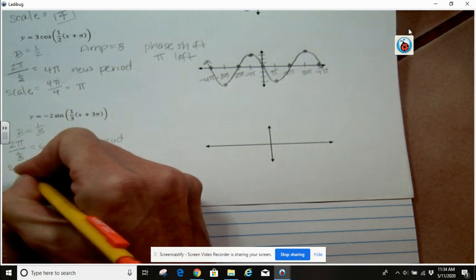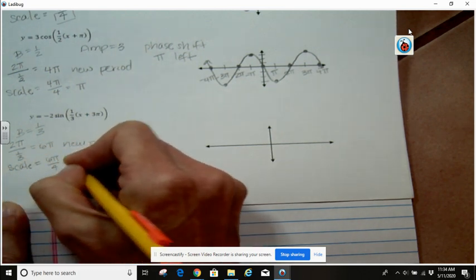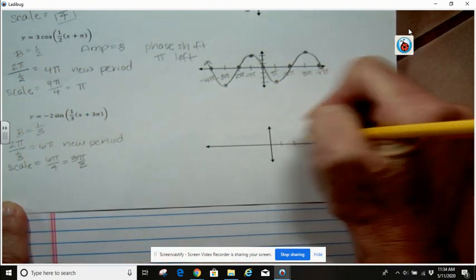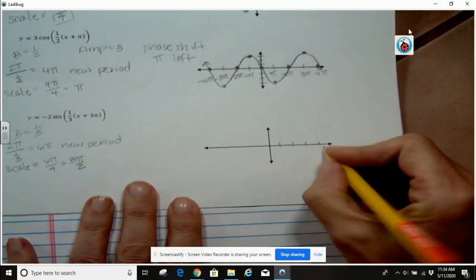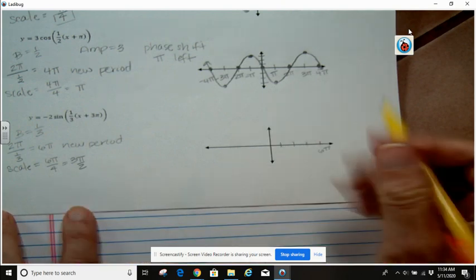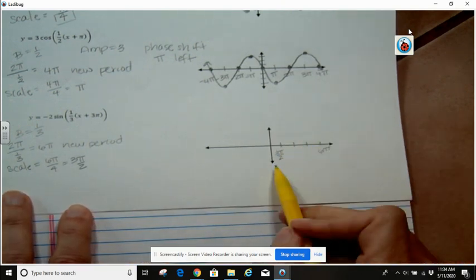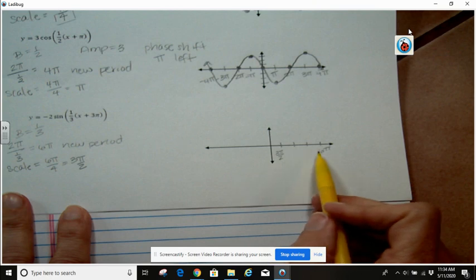So my scale would be 6 pi divided by 4, which is 3 pi over 2. Okay, so 1, 2, 3, 4. So I always know that fourth mark is whatever I said the new period was. The scale is what I count by. So 3 pi over 2, and then 3 pi over 2 plus 3 pi over 2 is 6 pi over 2. You're just adding 3 pi to the numerator.